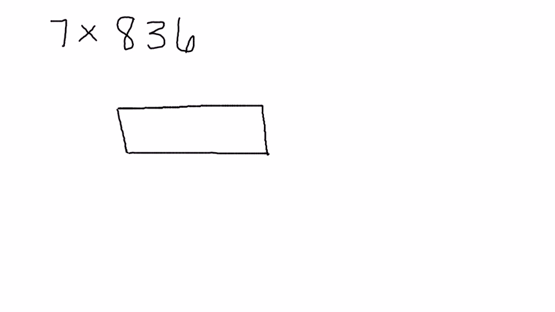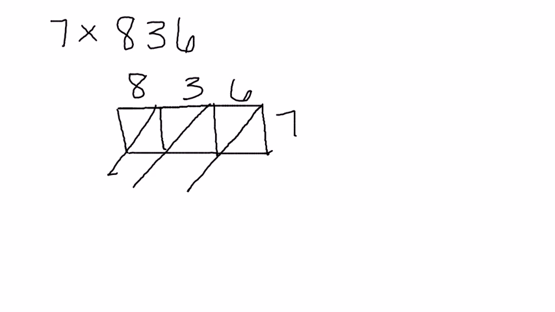Here is my rectangle. Now I'm going to fill in my numbers, 8, 3, 6, and you'll notice that I'm spacing these out very evenly, and 7. Now I divide my boxes, 1, 2, 3, and draw my diagonal lines.